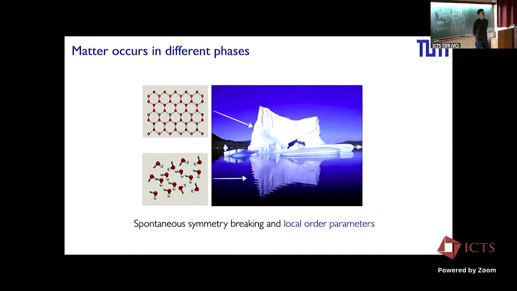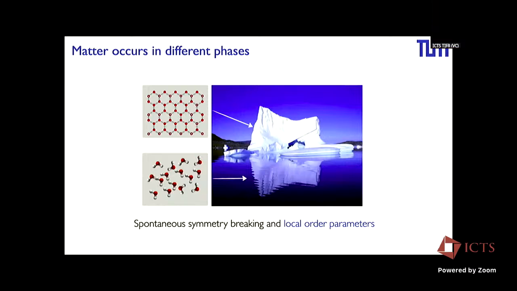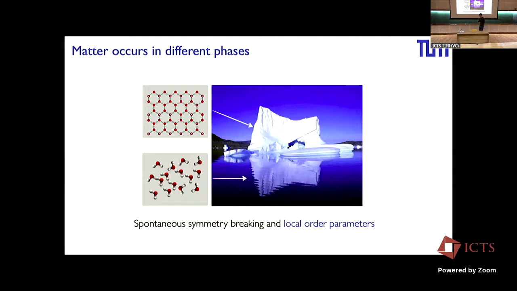Good. So matter we experience occurs in different phases. For instance, when we take water, it can be either in its liquid form or in its solid form, depending on temperature. And such phases of matter, as we know, can be characterized quite simply by spontaneous symmetry breaking and by local order parameters. When you take, for instance, ice, or a lattice structure, then when we just look locally, we can tell who are my neighbors, and translation and rotational symmetry is spontaneously broken, whereas in liquid, it's not. So we have full rotation and translational symmetry.